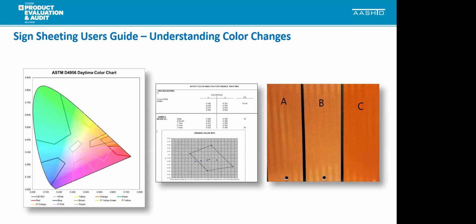It looks like maybe the color is faded a little bit. So this user's guide will help you to understand what the graph means in the middle, and we have different data points plotted, and as you can see, moving from right to left, how over time you may have some color fading and going outside of that specification box.